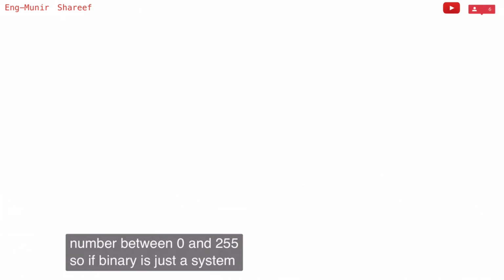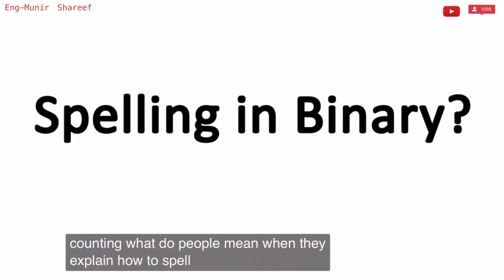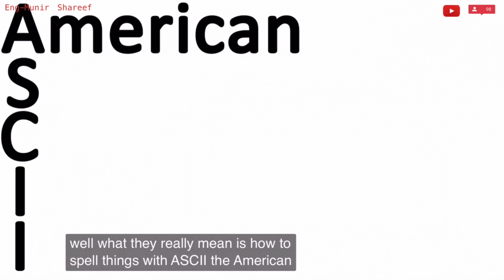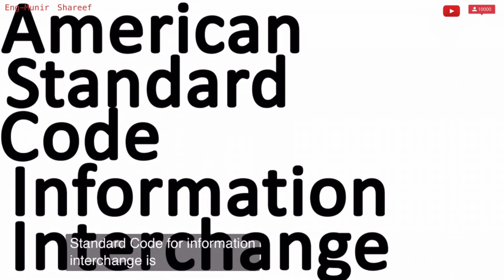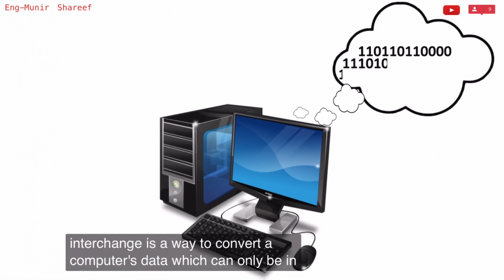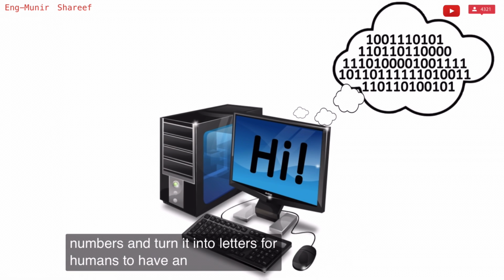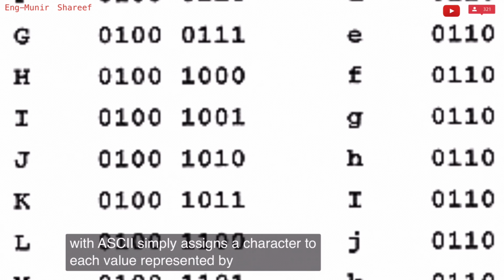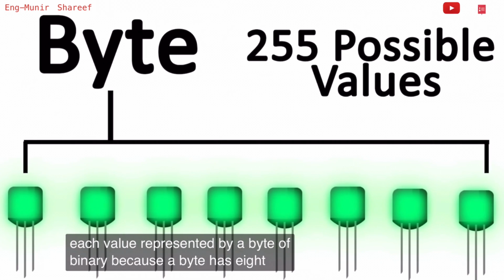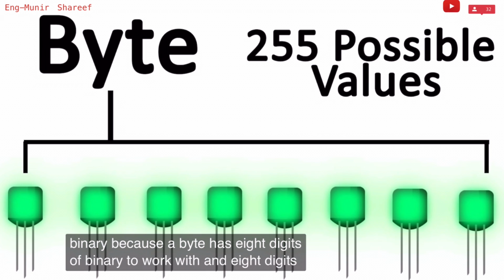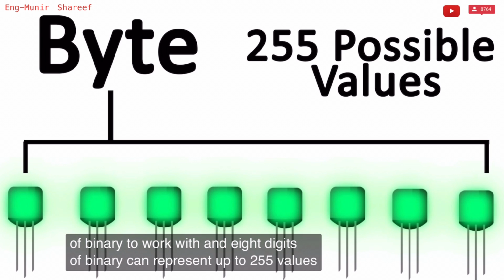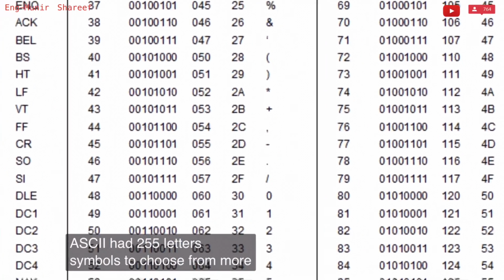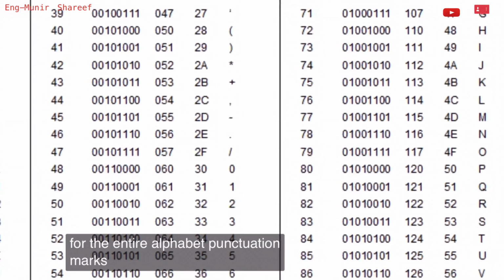So if binary is just a system of counting, what do people mean when they explain how to spell things in binary? Well, what they really mean is how to spell things with ASCII. The American Standard Code for Information Interchange is a way to convert a computer's data, which can only be in numbers, and turn it into letters for humans to have an easier time to work with. ASCII simply assigns a character to each value represented by a byte of binary. And because a byte has 8 digits of binary to work with, and 8 digits of binary can represent up to 255 values, ASCII had 255 letters and symbols to choose from. More than enough for the entire alphabet, punctuation marks, and other symbols.